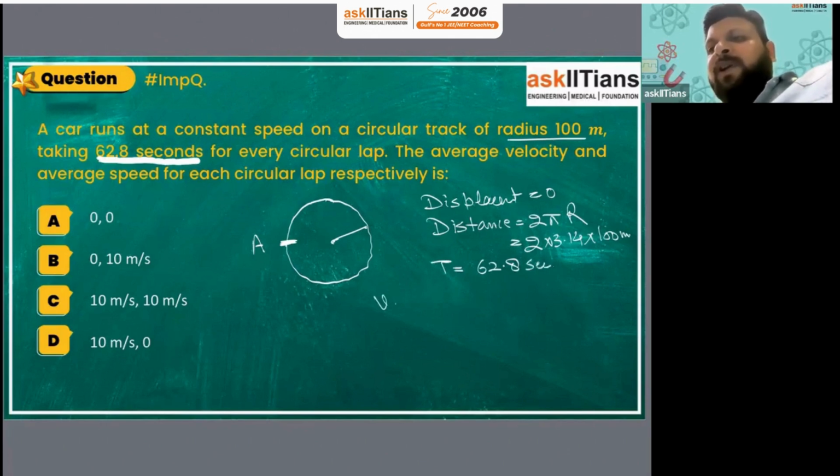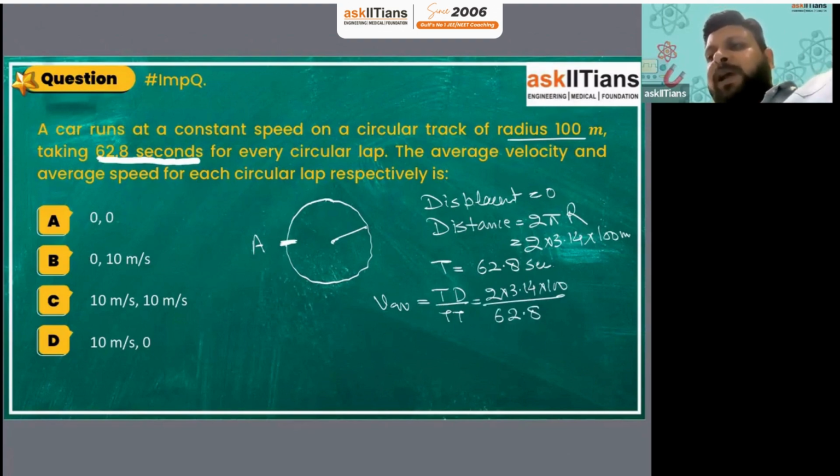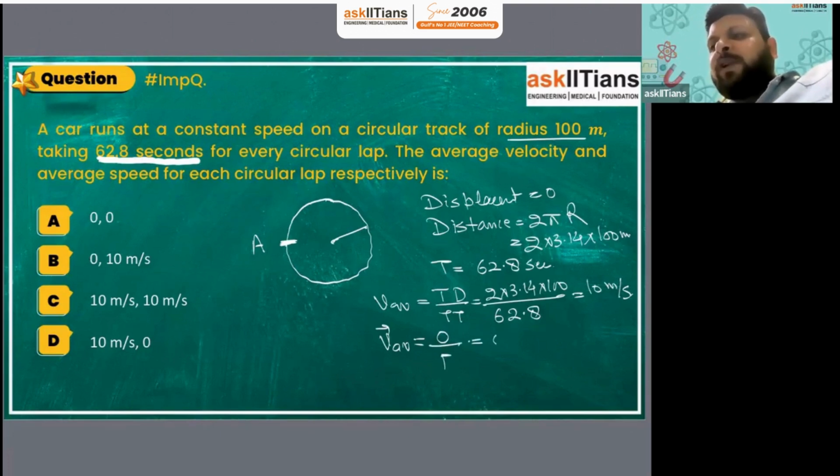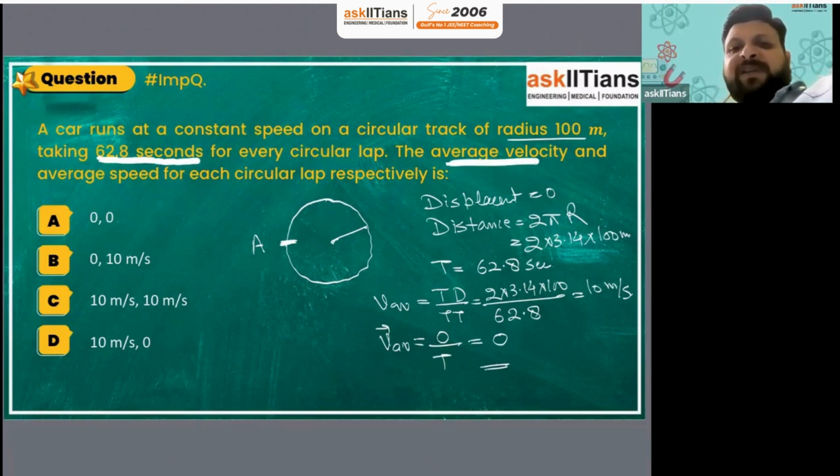So average speed will be equal to total distance upon total time. So total distance is 2 into 3.14 into 100 divided by 62.8. So this will be equal to 10 meter per second. And for average velocity, you have to consider displacement upon time. So displacement is 0 and time is again t. So this value will be 0. So average velocity will be 0 and average speed will be 10 meter per second. The answer will be option B.